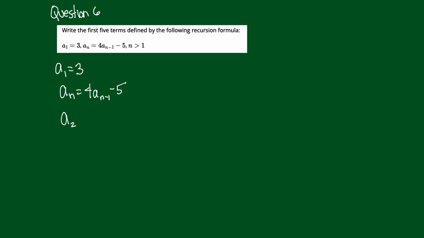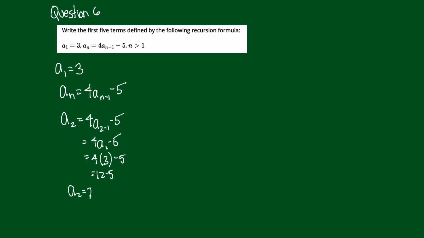So a sub 2 is going to be 4 times a sub 2 minus 1, minus 5. Now that's equal to 4 times a sub 1 minus 5. And I know a sub 1, right? That's the first term. That is given to us. So 4 times 3, and then minus 5. So this is 12 minus 5. So a sub 2 is equal to 7.